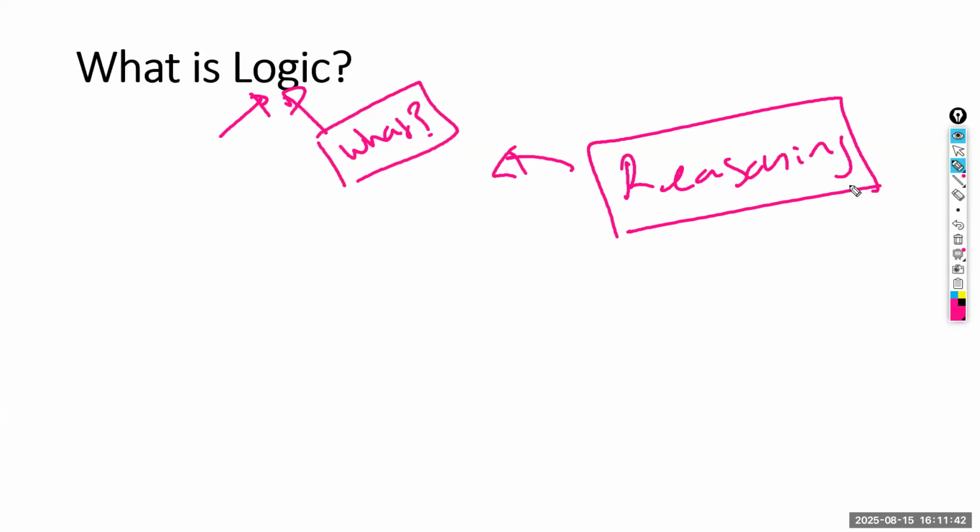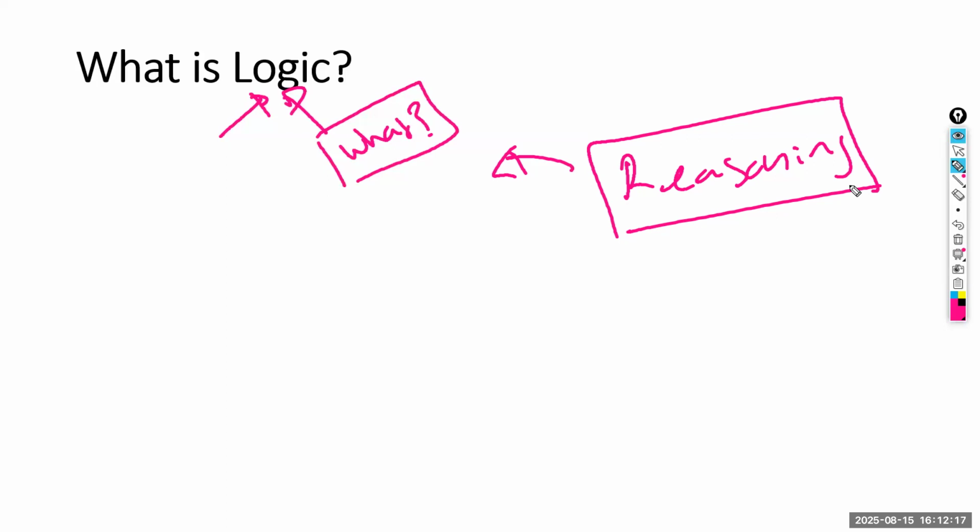Now you must be able to give an example. You can't give a definition and run away, right? You need to give examples and explain your definition. For example, someone will say something like this: if you smoke, you may get cancer. So that is a logic, scientific logic. If you smoke, you may get cancer. So that is logic.